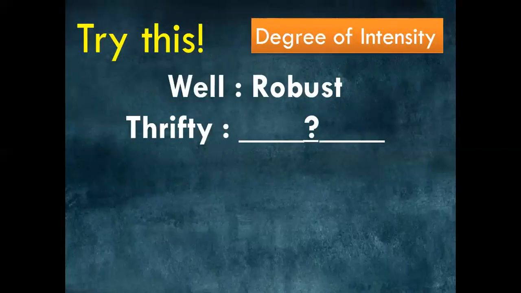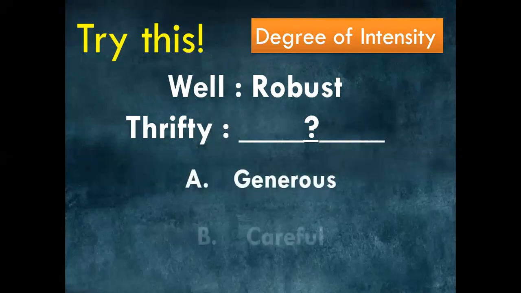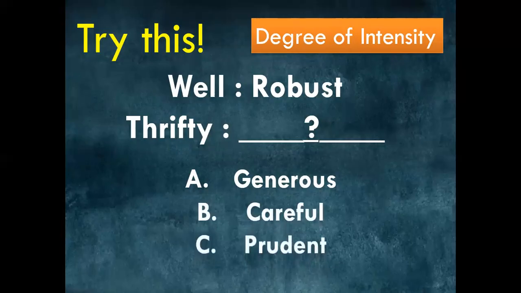Well is to robust, thrifty is to blank. Which word is correct to complete the analogy? A, generous, B, careful, C, prudent, or letter D, miserly? The correct answer is letter C. Thrifty, generous, well, thrifty, careful. So when you are well, well is less intense than robust. Thrifty is less intense than prudent. When you say prudent, you save so much.